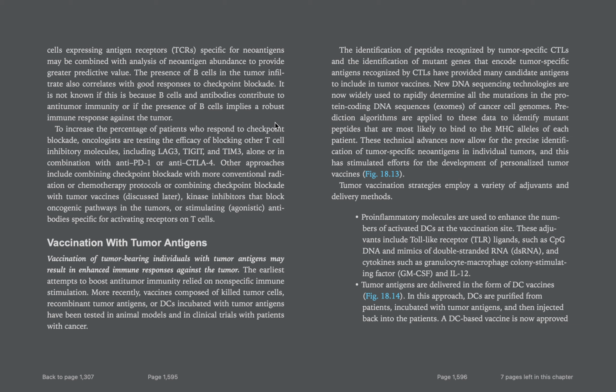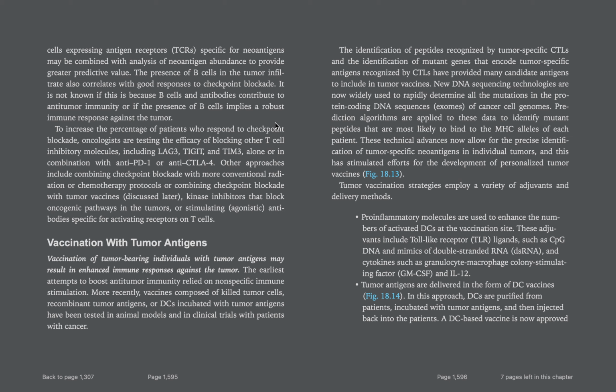Vaccination with tumor antigen. Vaccination of the tumor-bearing individual with tumor antigen may result in enhanced immune response against the tumor. The earliest attempts to boost anti-tumor immunity relied on non-specific immune stimulation. More recently, vaccines composed of killed tumor cells, recombinant tumor antigens, or dendritic cells incubated with tumor antigen have been tested in animal models and in clinical trials with patients with cancer.